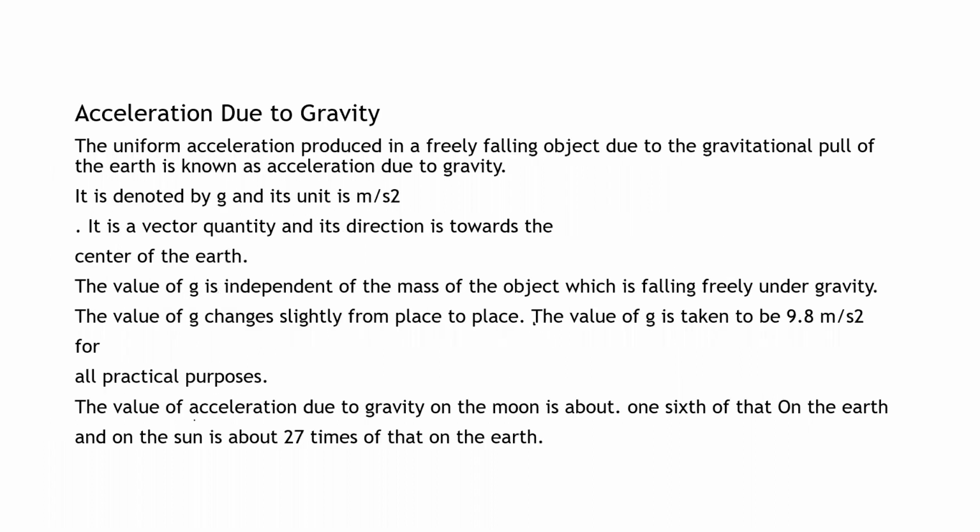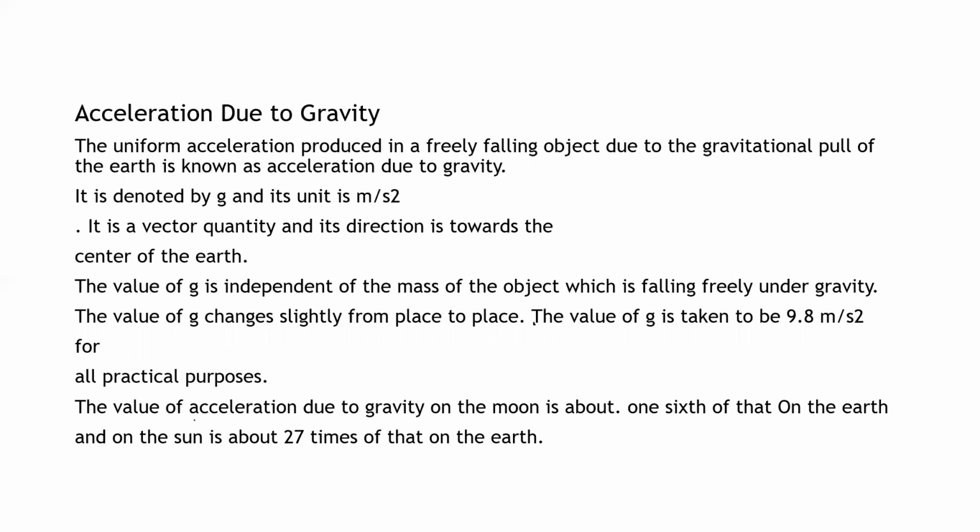Next, acceleration due to gravity. What do you mean by acceleration due to gravity? Acceleration due to gravity is the uniform acceleration produced in a freely falling object due to the gravitational pull of the earth. It is denoted by the letter small g, and the unit is meter per second square.